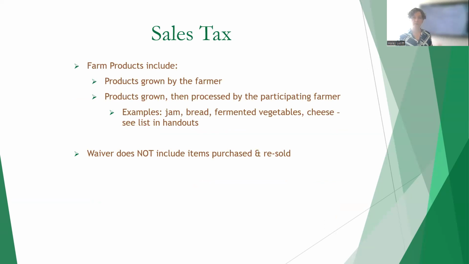And for that exemption, products must be grown by the farmer. They must be grown and then processed by the farmer. So if you're making jam or fermented vegetables, you don't have to pay sales tax on those. No items that are purchased or resold can be included in the $25,000 exemption.